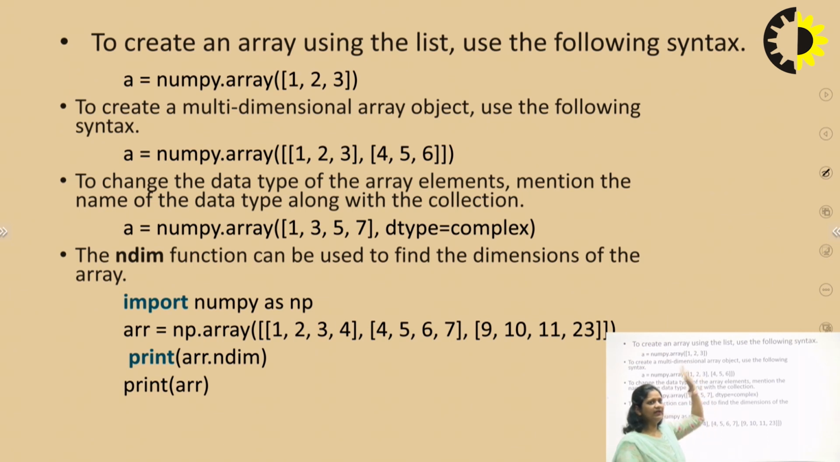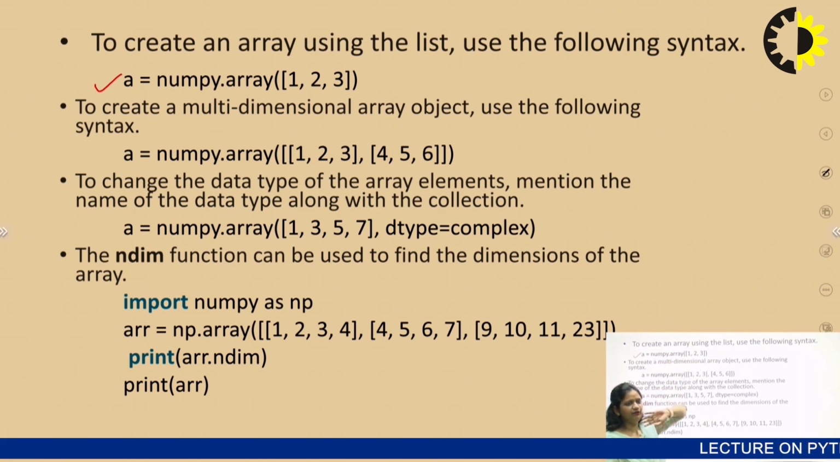To create an array, in the first example, to create an array using a list, we use the following syntax. If we are going to use a list and we have to create an array, the syntax is a equal to numpy.array([1, 2, 3]). We take a list in which there are 3 elements 1, 2, 3, and we are going to show this as an array. So we write numpy.array, and within a list there are a number of elements. For example, in this example we are going to use 3 numbers 1, 2 and 3.